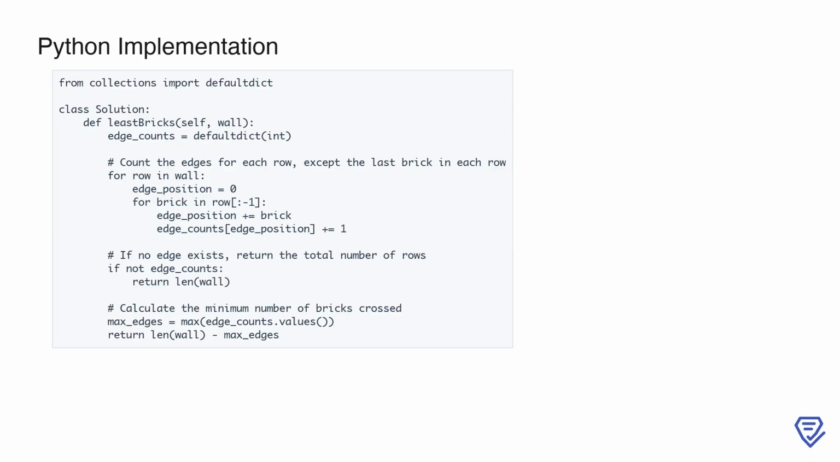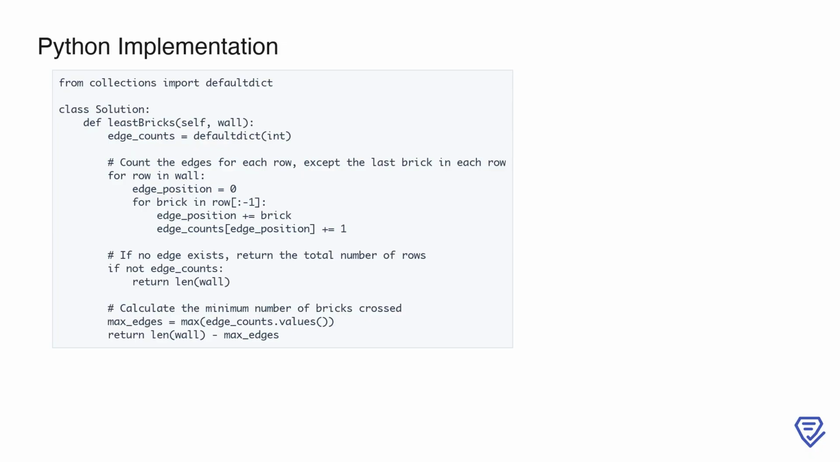3. Edge position calculation. A defaultdict named edge_counts is used to record the cumulative positions of edges, excluding the last brick in each row. For each row, the code iterates through the bricks, summing their widths to calculate the edge positions. These positions are stored in edge_counts with their frequencies. 4. Handle edge case. If no edges are recorded, meaning the wall has only one brick per row, the dictionary will remain empty. In this case, the vertical line must cross all rows, so the function directly returns the number of rows, len(wall).